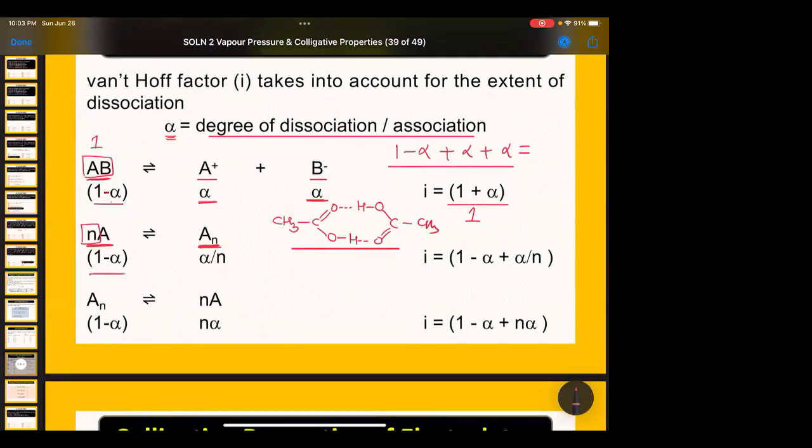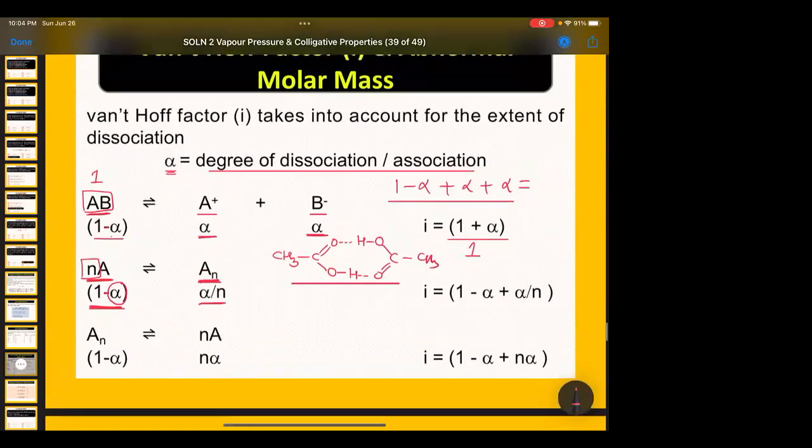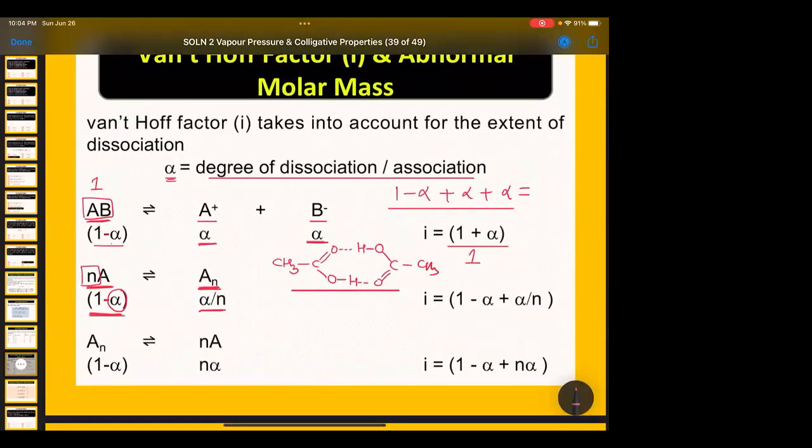So 1 minus alpha. Whatever is coming out from here, alpha is reacting, not reacting, actually associating. That is the more correct term. So what is left? 1 minus alpha, and what is formed? Alpha by n. They will become 1 upon n times. If dimerization is there, it is half. If trimer, 3 molecules are joining together, so if you put 1 mole, they will become 1/3.